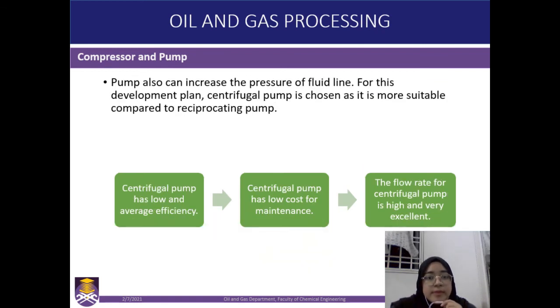A pump can also increase the pressure of the fluid line. For this development plan, we have chosen the centrifugal pump compared to the reciprocating pump because the centrifugal pump has low cost and average efficiency, and it also has low maintenance cost. The flow rate for the centrifugal pump is high and very excellent for oil and gas processing.